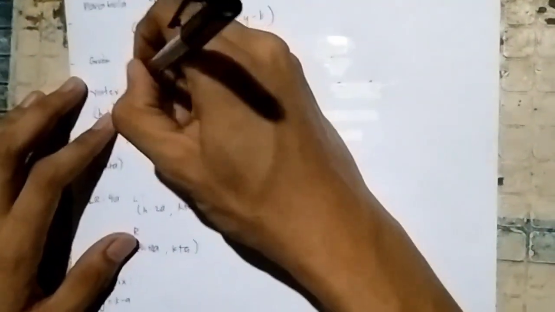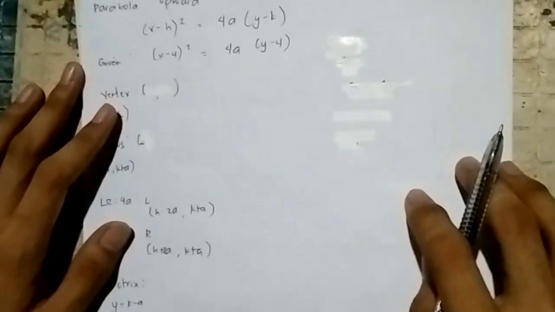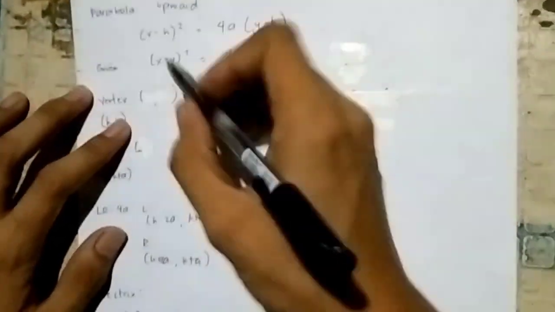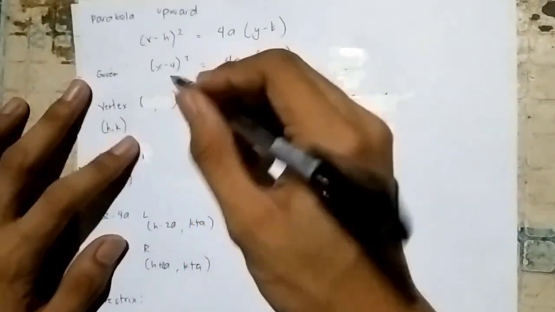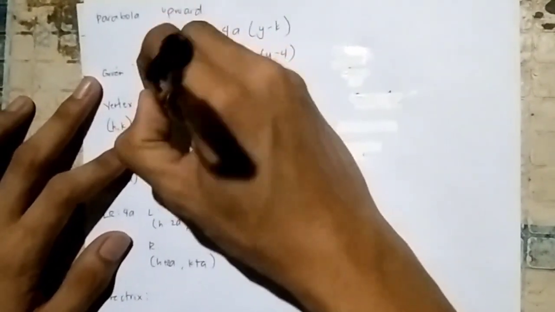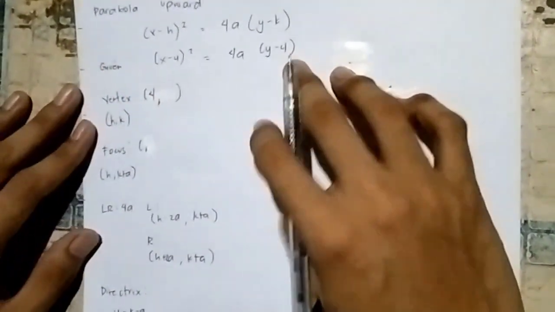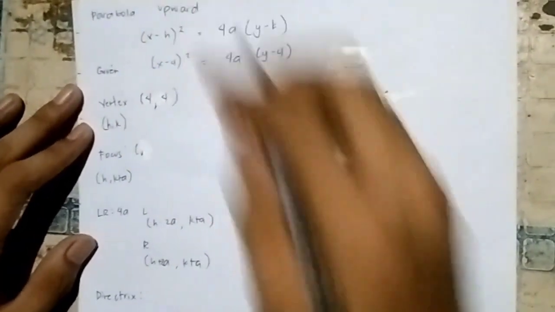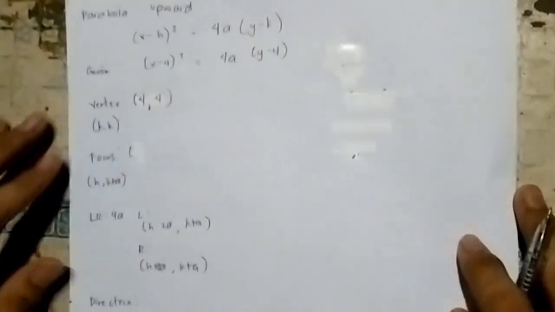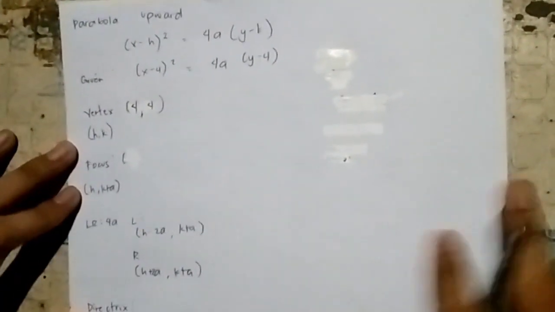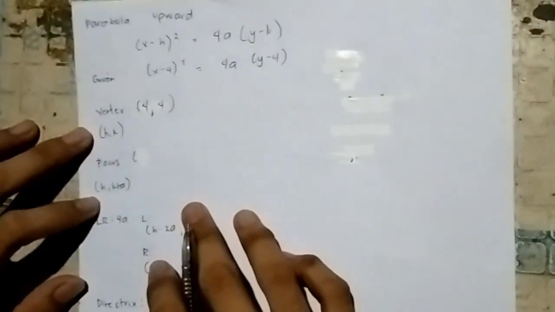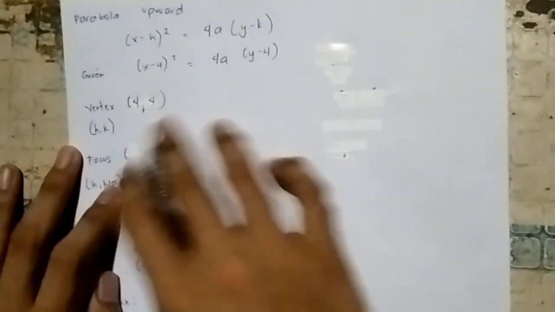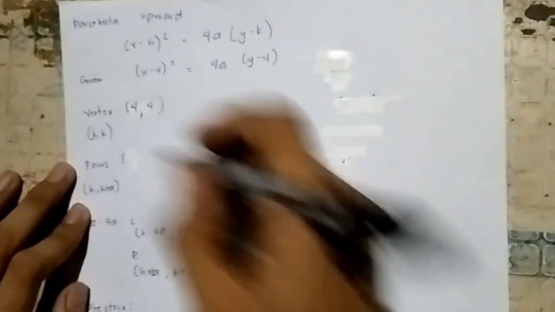So, bago natin siya ikabit sa ating vertex, wag natin siyang kakalimutan na palitan ng sign. So, yung h natin na negative 4 is magiging positive 4. At yung k natin na negative 4 is magiging positive 4 din. Next one is we have to get our focus. We have given formula here, the h and k plus a. So, yung h natin, nakuha na natin kanina, which is 4.